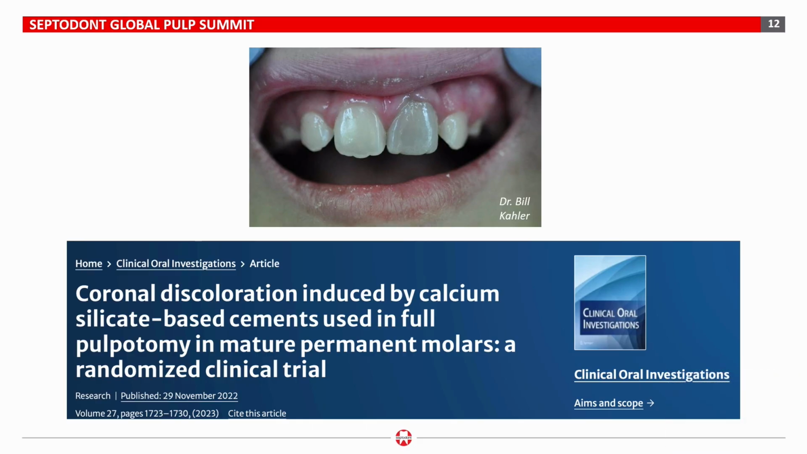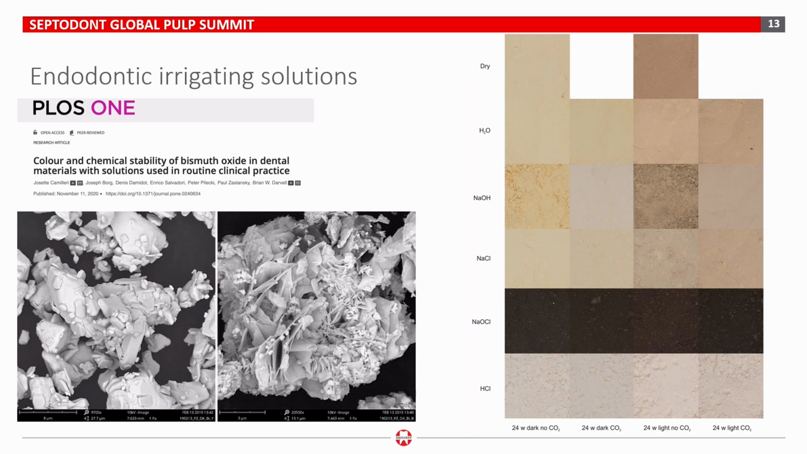Some people will tell me, "I'll use it at the back. It's fine. Doesn't matter." It matters a lot. When bismuth oxide meets sodium hypochlorite, you get a change in chemical structure. It is no longer alpha bismuth oxide. I have a nice paper, hopefully I'll publish it soon.